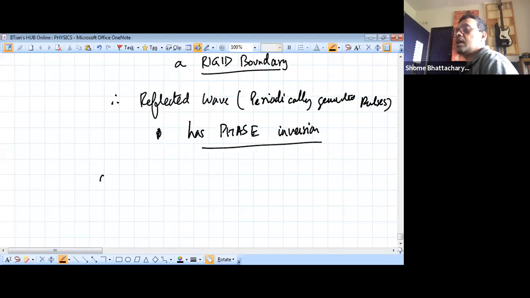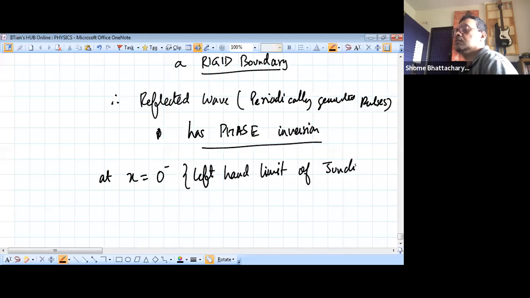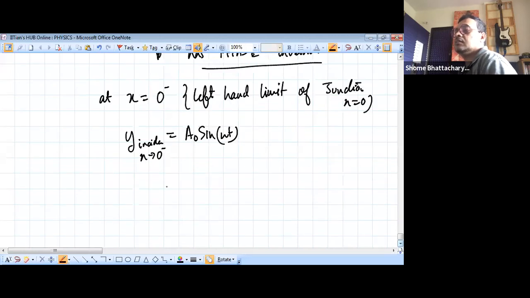So at x equal to 0 minus, that is the left hand limit of the junction, just to the left of the junction, which is x equal to 0, if the incident wave at x tending to 0 minus is creating pulses like this, the reflected wave will create pulses which are like this. Let's say A1 sine(omega t plus phi).